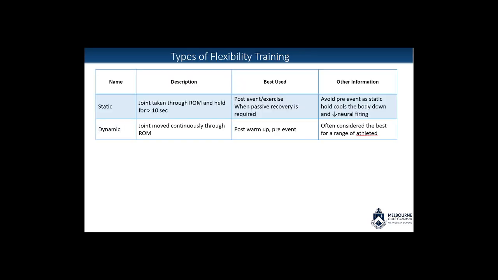Now, we're talking about flexibility. We're looking at 2 different types of flexibility training. Have a think about whether you want to do static or dynamic. Static is really good for a rest day.